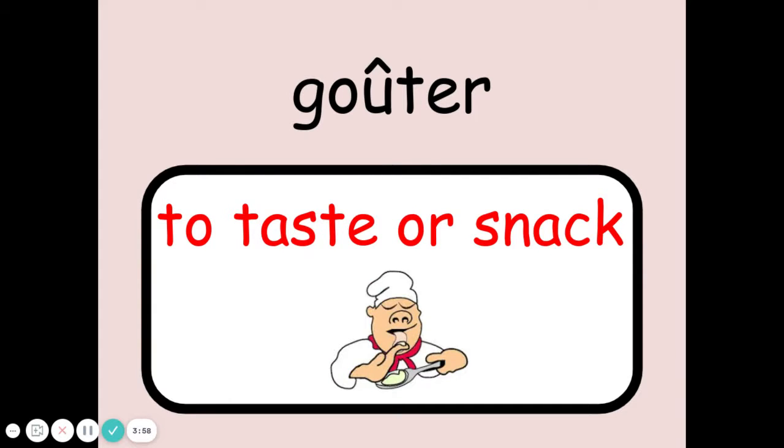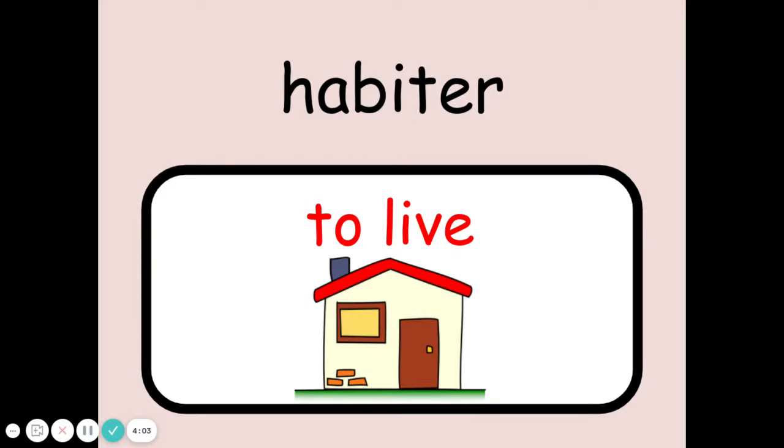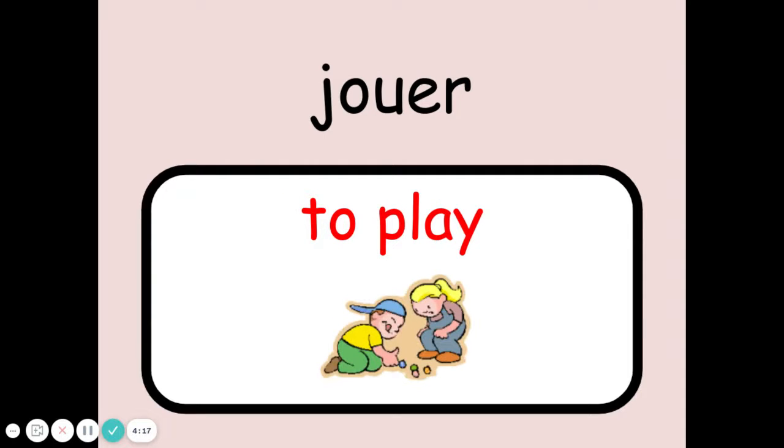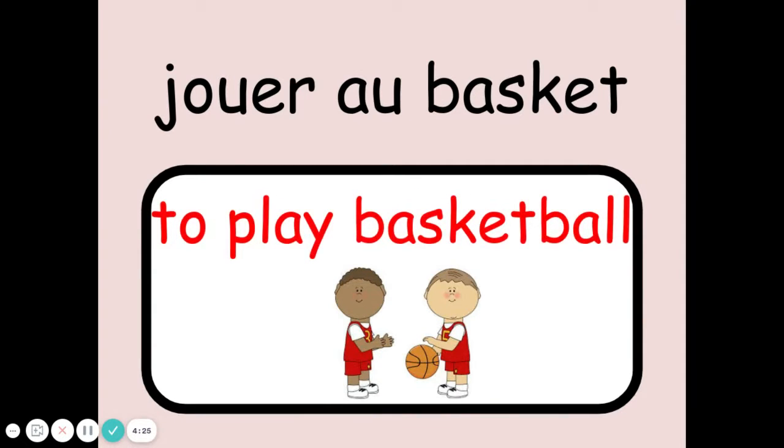Goûter is to taste or to snack. Habiter, to live, like the word habitat. A habitat is where somebody lives. A habitant is the person who lives there. Inviter, to invite, a cognate. Jouer is to play, and you can use that with instruments and sports and games. So jouer au basket or jouer au basketball. You can use it either way. Sometimes people will drop off it and do it as a short, as basket, to play basketball.